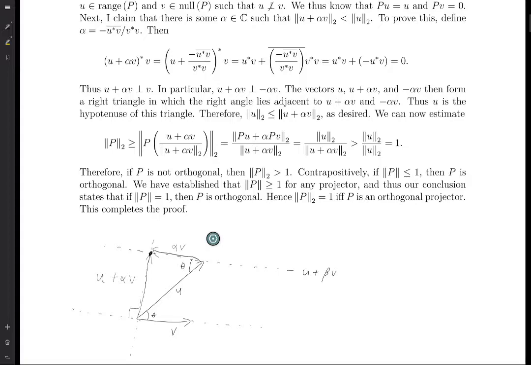I don't think we need this minus here. Right, because let's think about this. This alpha v, if we were to bring it down, it would be over here somewhere. This is alpha v if we're starting at the origin there. And this is still perpendicular to u plus alpha v. And so, I don't know why I had that minus sign in there. But in any case, these two things are perpendicular.